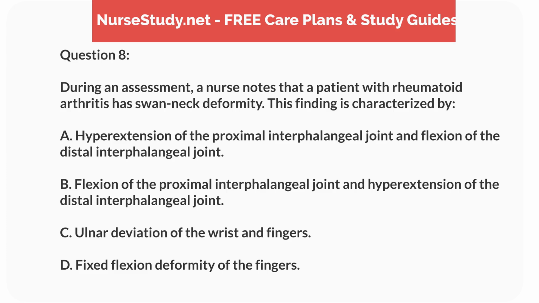Question 8. During an assessment, a nurse notes that a patient with rheumatoid arthritis has swan neck deformity. This finding is characterized by A. Hyperextension of the proximal interphalangeal joint and flexion of the distal interphalangeal joint. B. Flexion of the proximal interphalangeal joint and hyperextension of the distal interphalangeal joint. C. Ulnar deviation of the wrist and fingers. D. Fixed flexion deformity of the fingers.